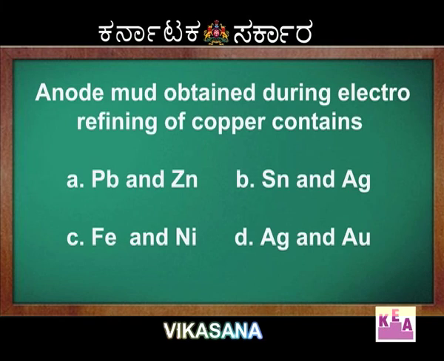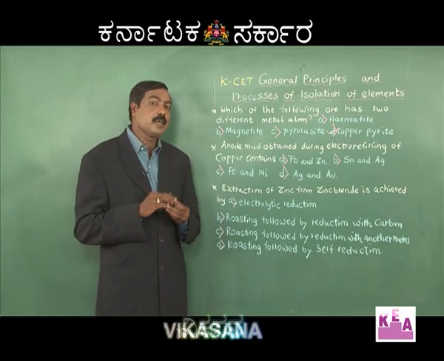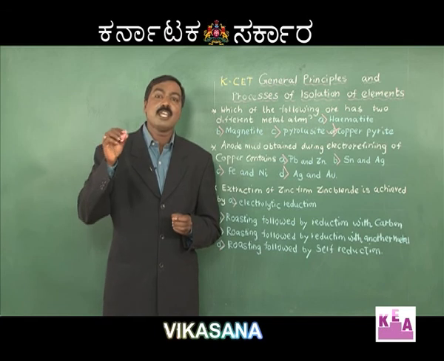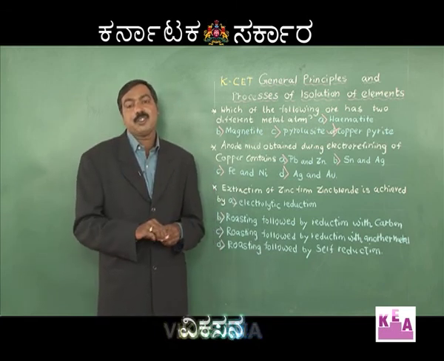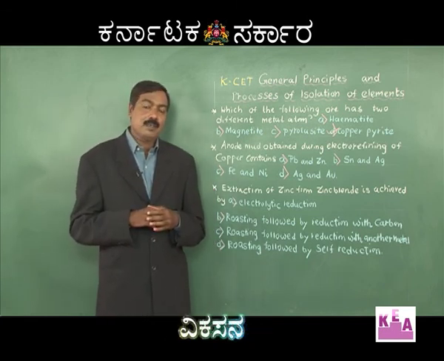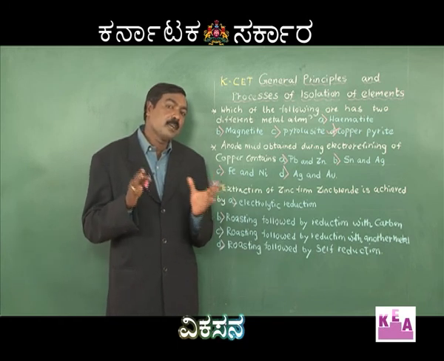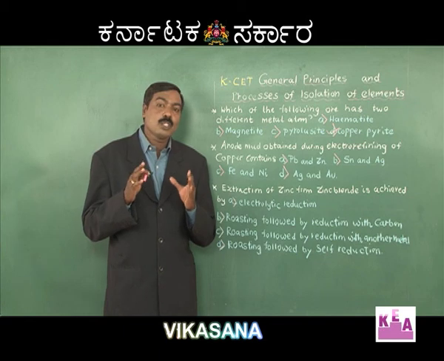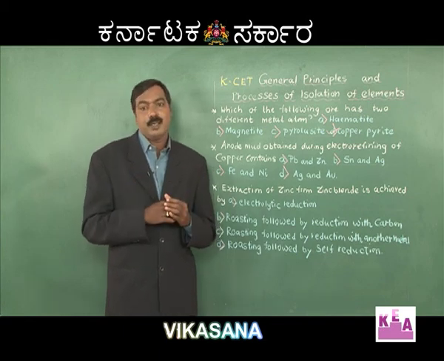Anode mud obtained during electro-refining of copper contains which of the following combinations? Anode mud is the product that is obtained during electrolytic refining of copper. After obtaining copper, we are not sure whether it is 100% pure. We get what is known as blister copper.